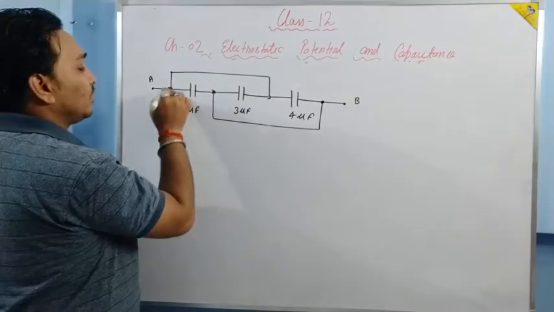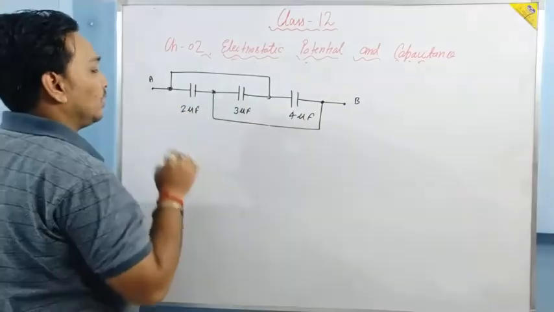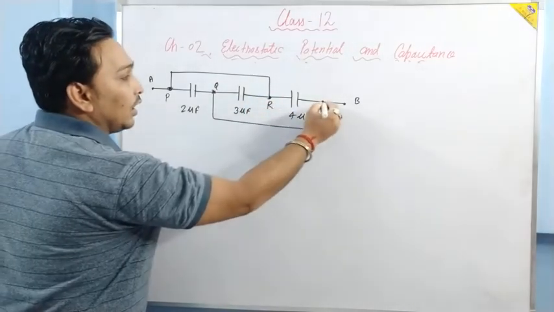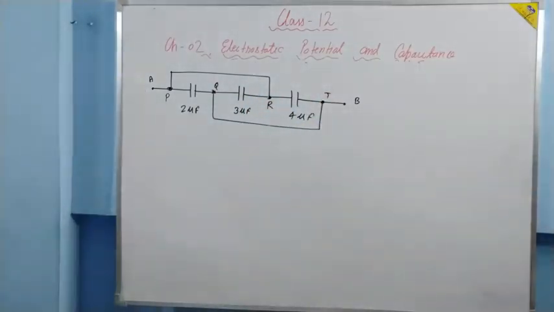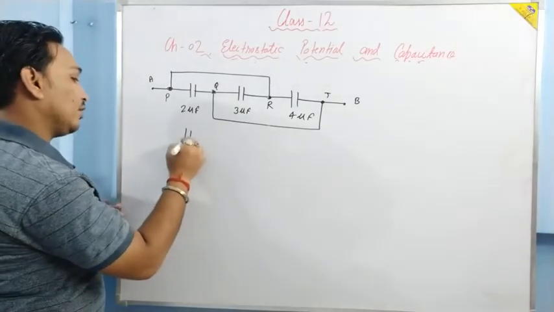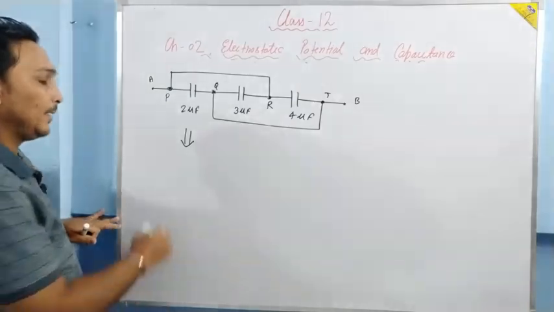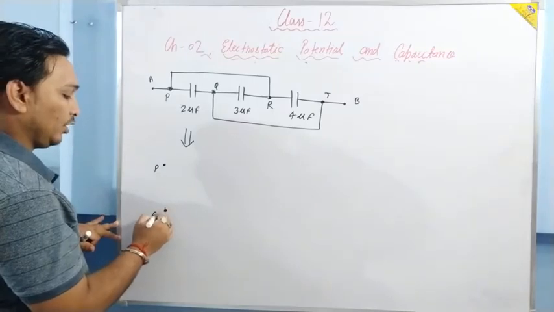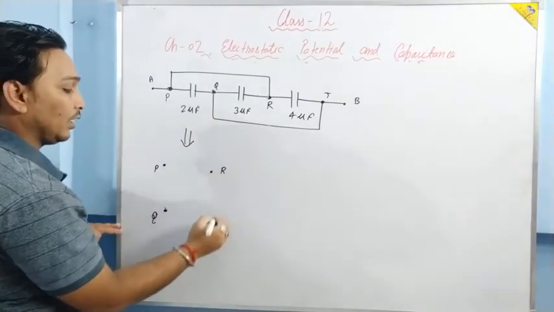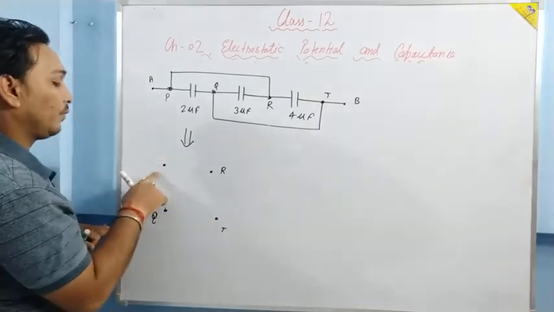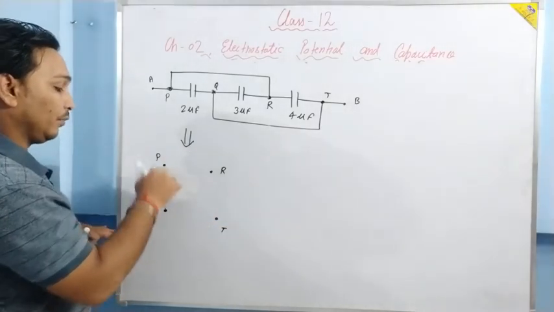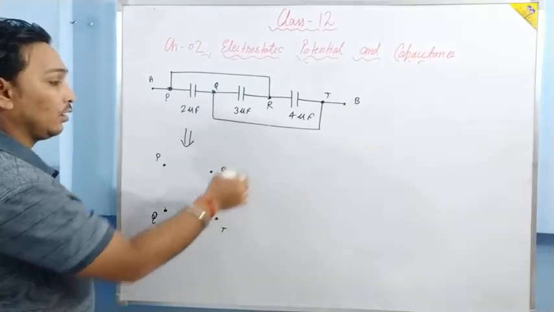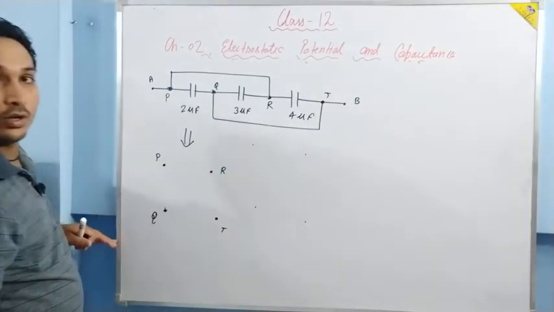Whenever you see these questions, what you do is name the junctions. This junction is P, this is Q, this is R, and this is T. P, Q, R, T. Now its simplified circuit will be made like this: let this point be P, this point be Q, this point be R, and this point be T. Always write like this: PQ, RT, PQ, RT.